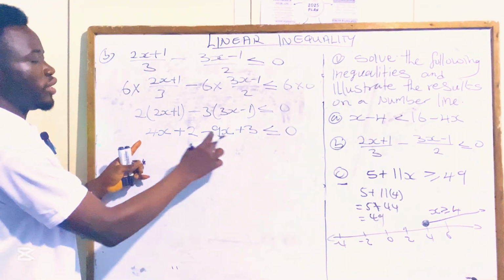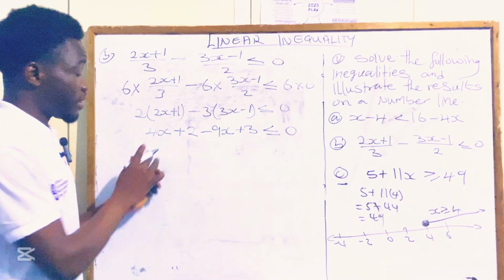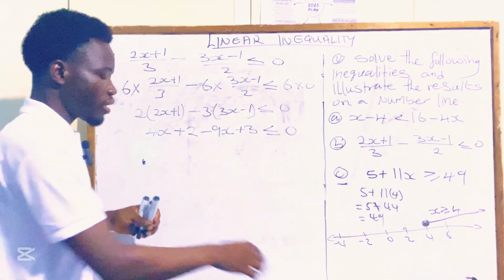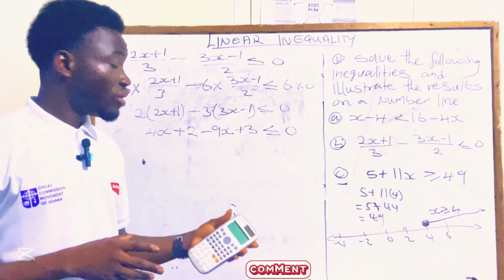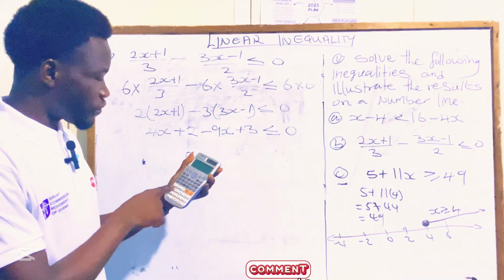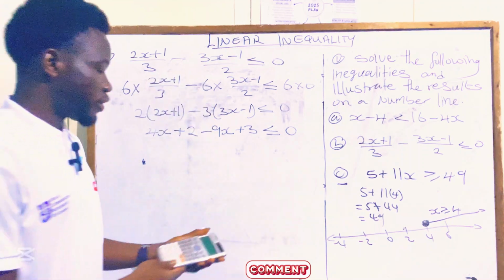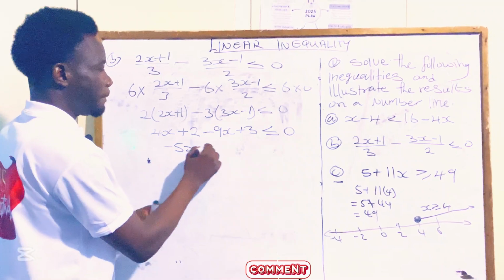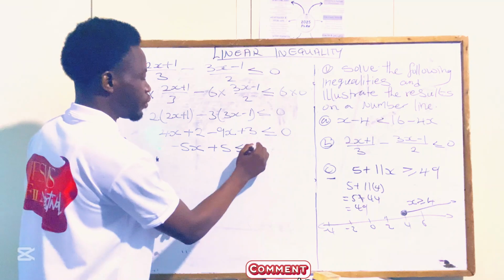We can sum all the variables and group the non-variables together. So we have 4x minus 9x. We are taking the bigger number from the smaller number, which means you get a negative answer. So you get negative 5, but you can use your calculator to always prove that. Just take 4 minus 9, and that will give you negative 5. So negative 5x plus 2 plus 3 is 5, less than or equal to 0.